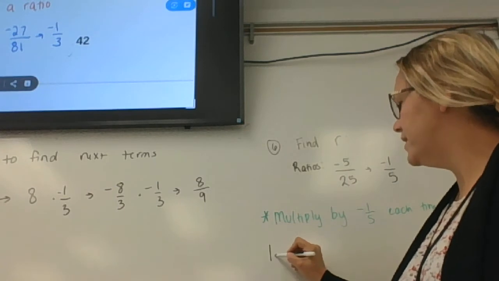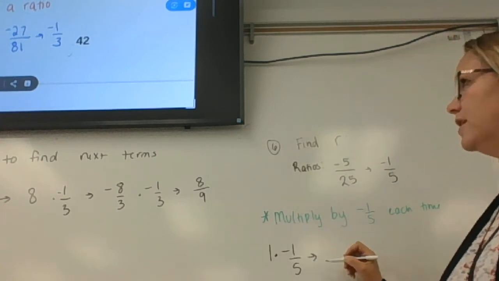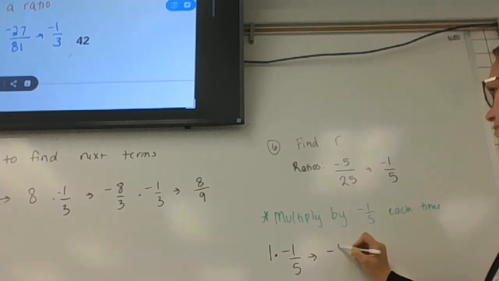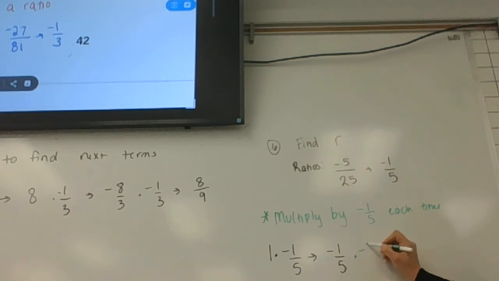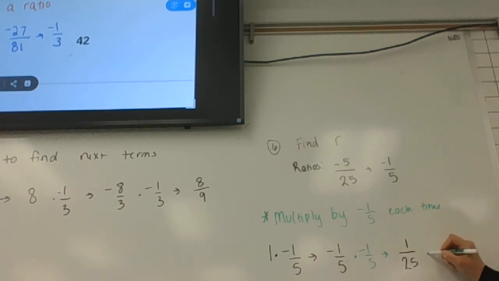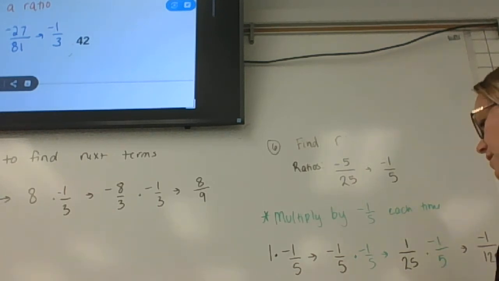So we multiply by -1/5 each time. So we do 1 times -1/5 to get our fourth term, and it would be -1/5. And then we'll do it again. -1/5 times -1/5 would be +1 over 25. One more time. +1 over 25 times -1/5 is -1 over 125. So the next 3 terms: -1/5, +1/25, -1/125. Negative, positive, negative.